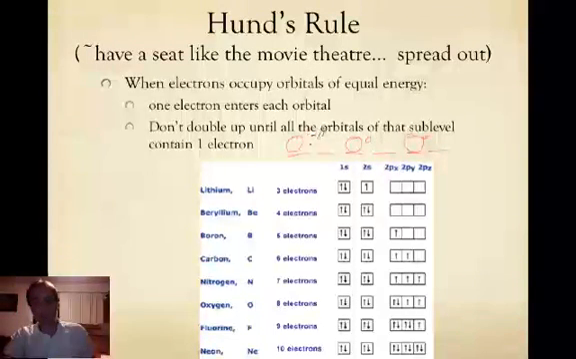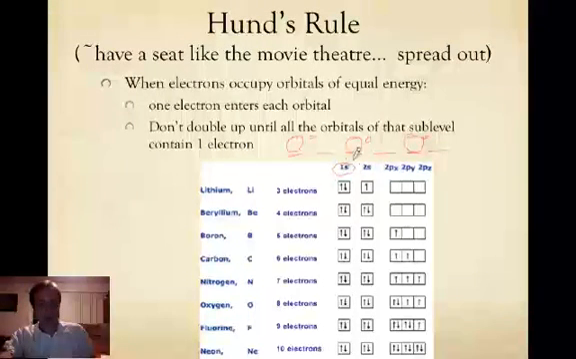Same thing happens with couples. Couples come in, they sit down, they leave a little gap. Next couple comes down, they sit and leave a little gap here. We spread out. We don't double up. We don't squish next to each other until we have to. Electrons follow the same idea. When electrons occupy orbitals of equal energy, 1 electron enters each orbital and you don't double up until you have to. Let me explain what I mean.